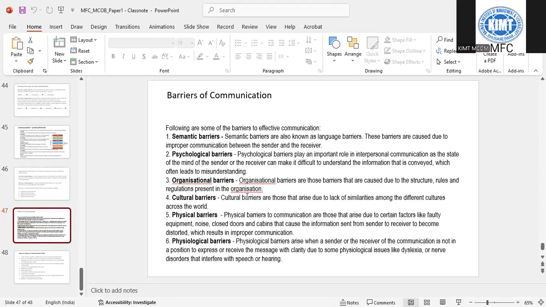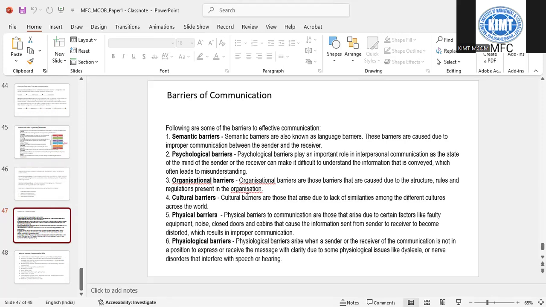Physical barrier. A physical barrier is when a technical problem arises. Physical failure to communicate arises due to certain factors like equipment, noise, suppose Zoom is not working, the internet is not working. There is a technical barrier. Physiological barrier. Physiological is something where someone has a problem, in the sense that, suppose someone is not able to talk, or is not able to walk.